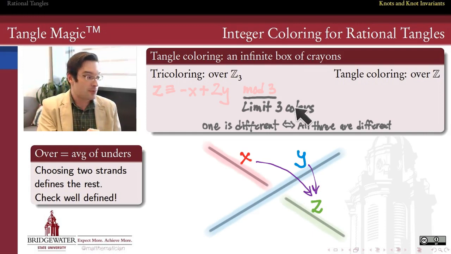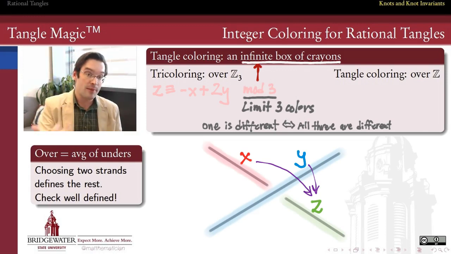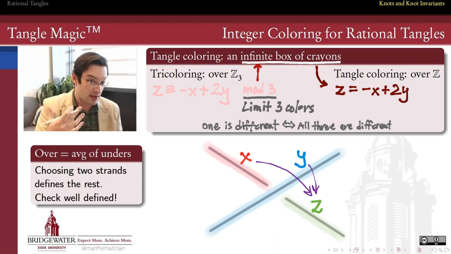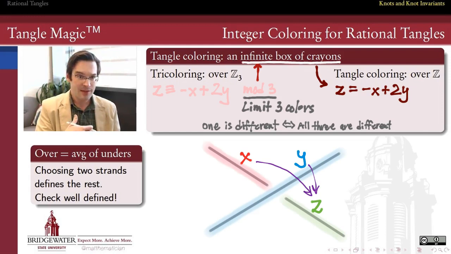All we have to do, in principle, to move from three colors to infinitely many colors is to remove the limitation of doing arithmetic mod 3. In other words, use the same equation, just use it as an equation over integer arithmetic instead of Z mod 3 arithmetic. So that's a guess. That's what mathematicians call an ansatz. It's something that we're going to try and see if this gives us the properties that we're looking for.